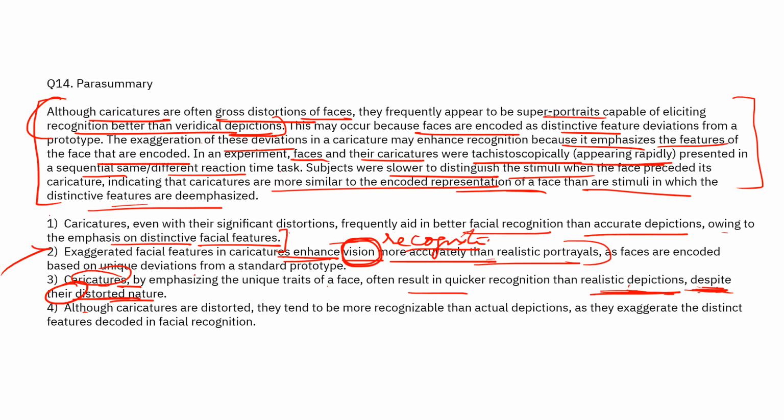Okay, this is also a big distortion. Caricatures, despite their distorted nature, often result in quicker recognition than realistic depictions by emphasizing the unique traits of it, something like that. If he had picked this up and placed it here, near this, then this could be correct. Although caricatures are distorted, they tend to be more recognizable than accurate depictions as they exaggerate the distinct features encoded or decoded in facial recognition. So this is again a distortion here. Correct answer is 1.